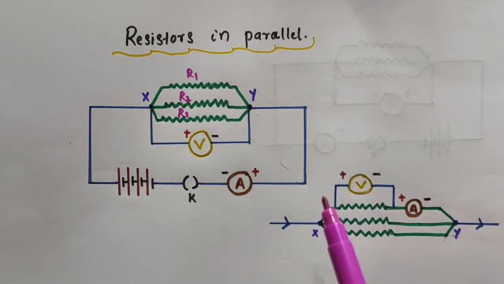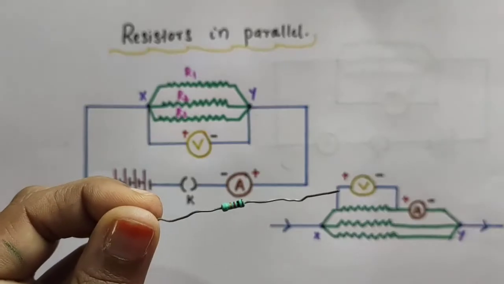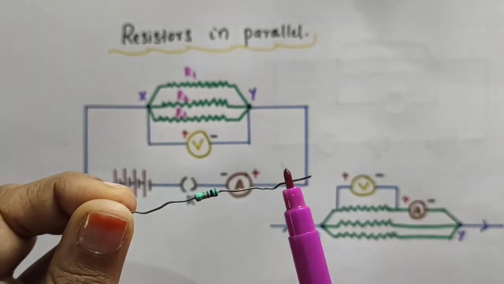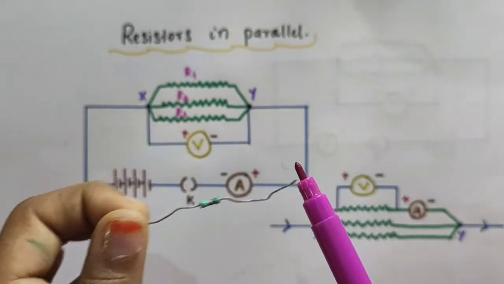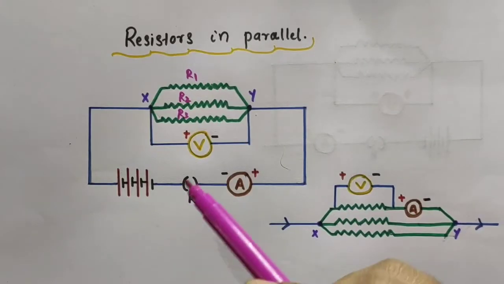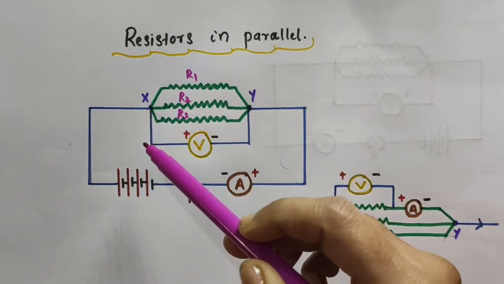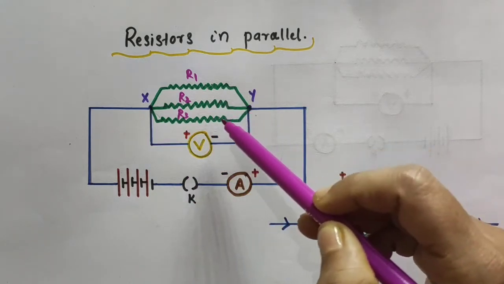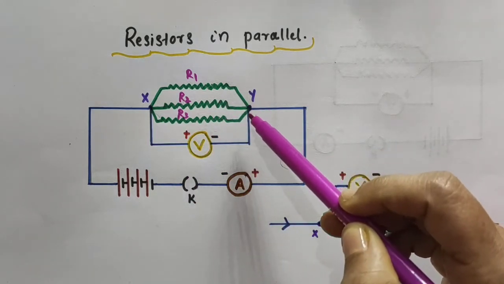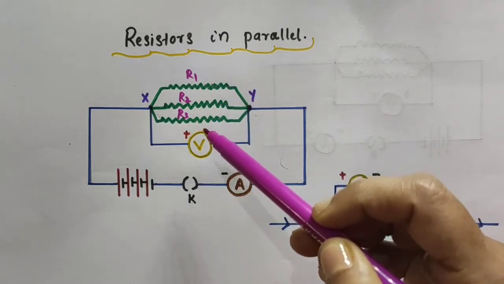Now a resistor has two terminals or two legs. That we have discussed in the last class. Here I have a resistor with me, and this resistor has two terminals or two legs, one is here, another one is here. So here you can see that one end of all the resistors are connected to a common point X, and the other end of all the three resistors are connected to a common point Y. Such a combination of resistors is the parallel combination of resistors.